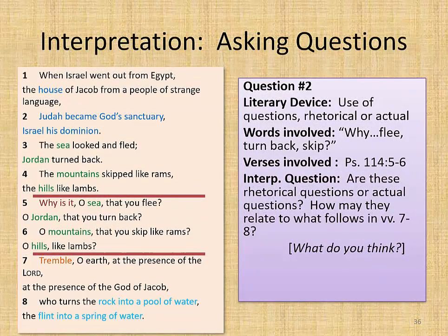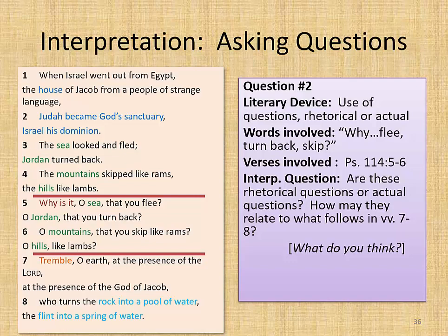Here is a second interpretive question. We're serving notice of the literary device. Questions which may be rhetorical, may be actual. In other words, we're not quite sure yet at the formulation point. Which words are involved in these questions? Well, there's the expression, why flee, turn back and skip, verses involved, verses 5 and 6. And here then is the interpretive question. Are these rhetorical questions, or are they actual questions, that is, expecting an answer?